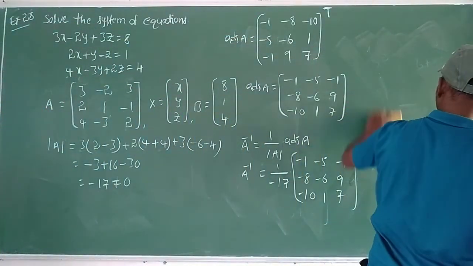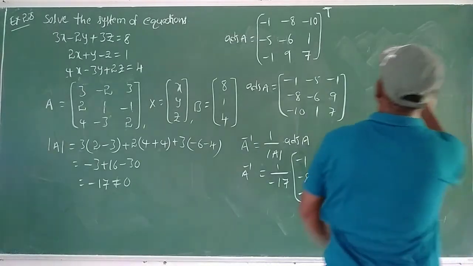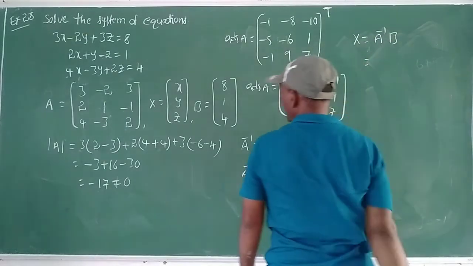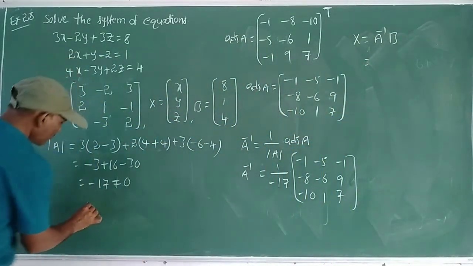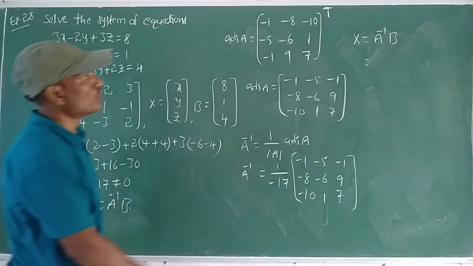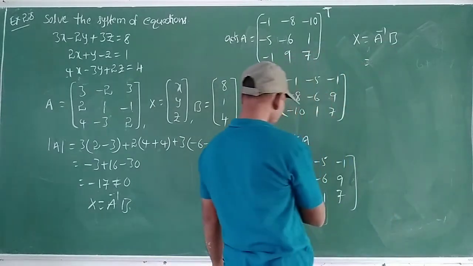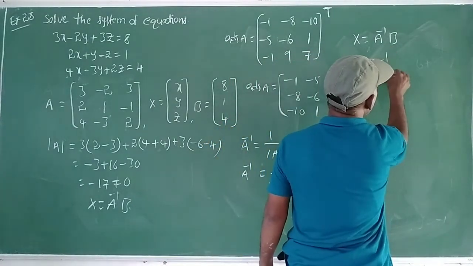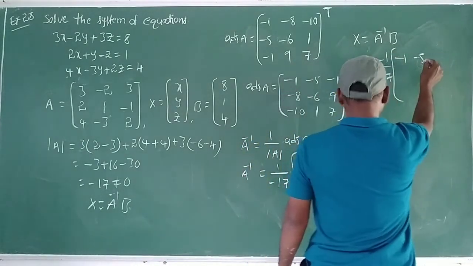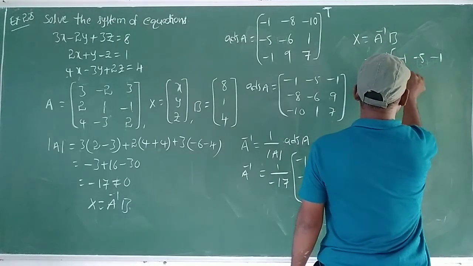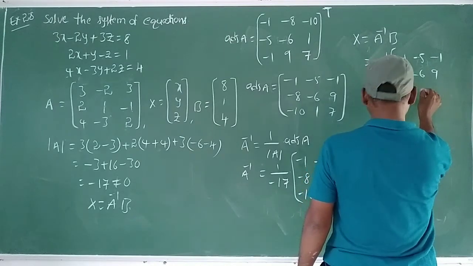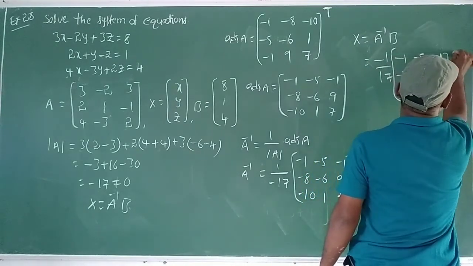Capital X equal to A inverse B. Here also, no problem. X equal to A inverse B. X equal to A inverse: minus 1 by 17 into minus 1, minus 5, minus 1, minus 8, minus 6, 9, minus 10, 1, 7, into B matrix.